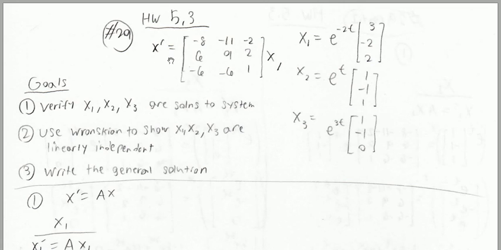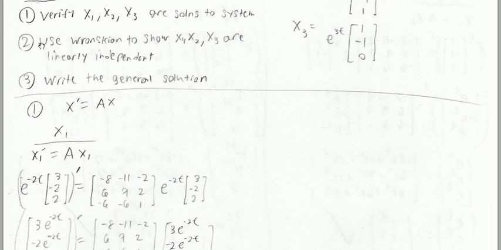And then we're given a system of derivative of x is equal to this matrix, which we can call A, times the x matrix. So our goals are to first verify that x1, x2, and x3 are solutions of the system. Then our second is to use the Wronskian to show that x1, x2, and x3 are linearly independent. And then third, we write a general solution.